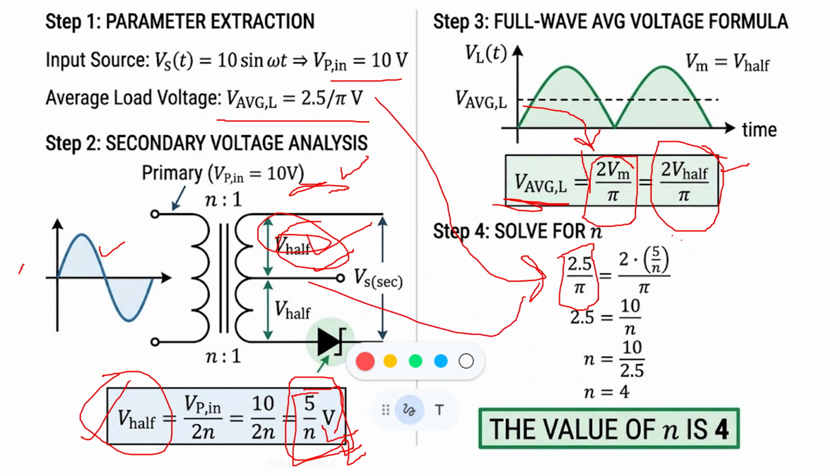And with what we have calculated, the average value is 2, and V half, how will you put the value of V half? That is 5 by n. From here only you can put it, and then divided by pi, and solve these values, you will get n is equal to 4. So this is the answer.